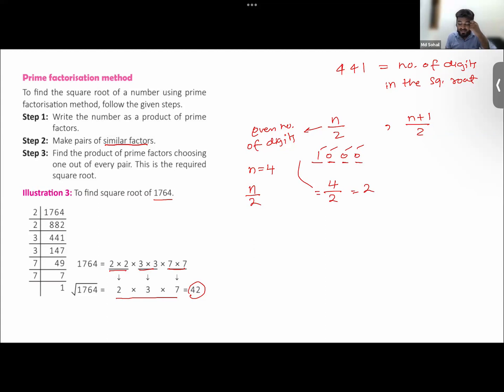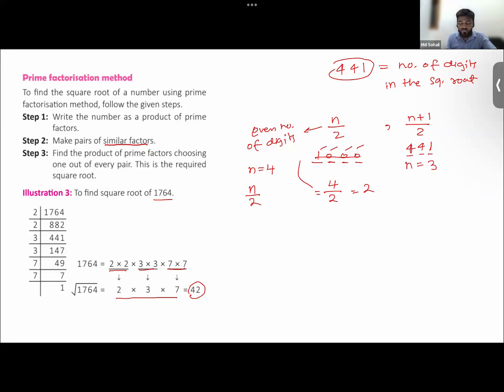Like this. This was just an example. Although this 1000 is not a perfect square, there might be another number here. Or for a number in which there are an odd number of digits, for example, take this 441. So how many digits are here? 1, 2, 3. N is 3 here.